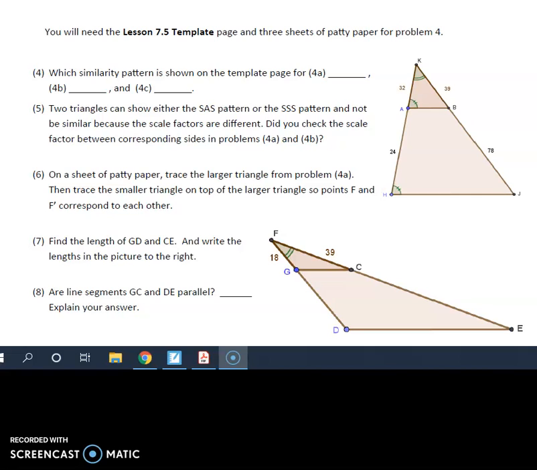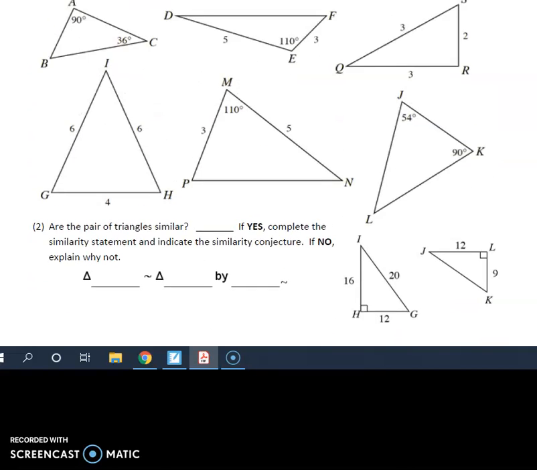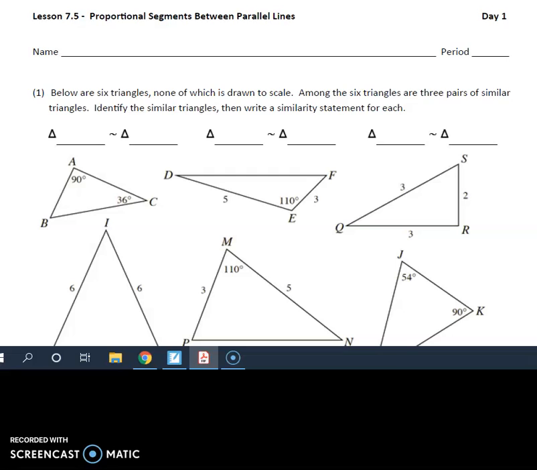So on Monday, we started the lesson 7.5 handout day 1. If you do not have a copy of that handout, please make sure you get a copy from your teacher before continuing the video.